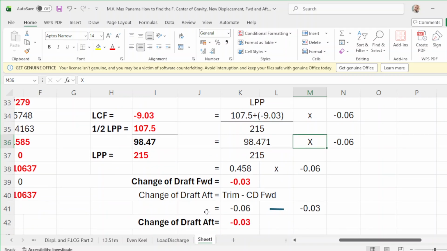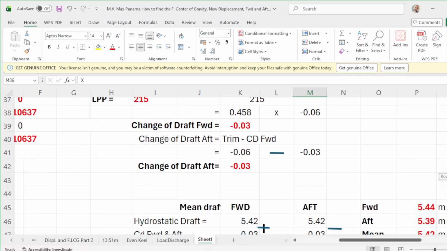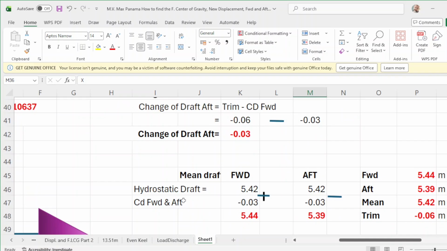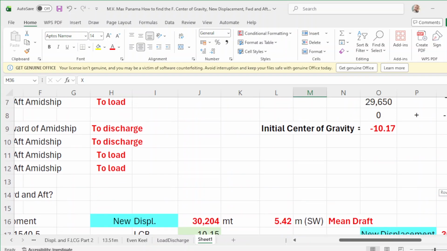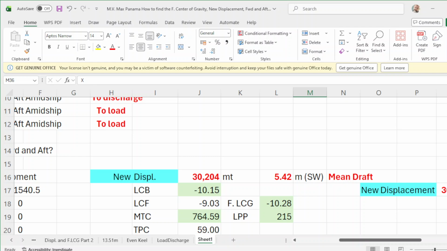And to get the change of drop aft, it is trim minus your change of drop forward. Your trim is negative 0.06, minus, your minus sign here, change of drop forward negative 0.03, and your change of drop aft will be negative 0.03. So you have already your change of drop forward and change of drop aft. What you do now, put down your hydrostatic drop, which is 5.42, forward and aft.